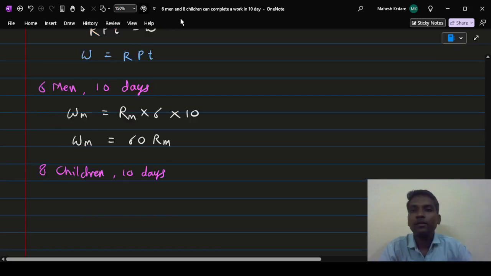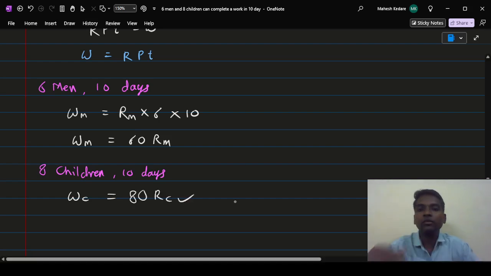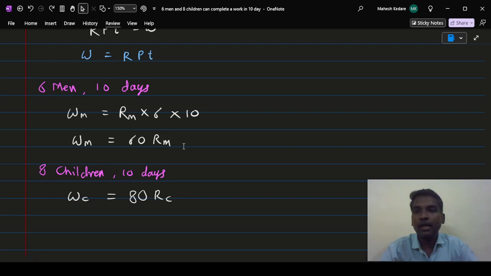We use the same steps and find work done by 8 children, WC. WC stands for work done by 8 children, and this is equal to 80 RC, where RC is used for rate of doing work by a child, in the same way as we have used RM for rate of doing work by a man.